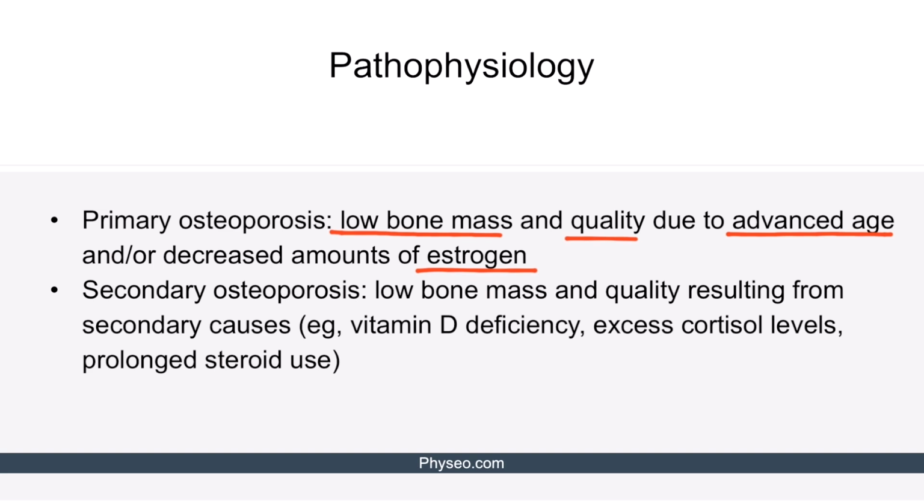Secondary osteoporosis also involves low bone mass and quality. And the causes of this are seemingly endless, so we've worked to focus this lecture on some of the higher yield points. Now, a few of these causes include vitamin D deficiency, excess cortisol levels, such as would be seen in Cushing's syndrome, as well as prolonged steroid use. Vitamin D deficiency will be discussed in greater detail later in this lecture. The next slide that we'll introduce will help highlight the excess cortisol levels and the prolonged steroid use as causes.